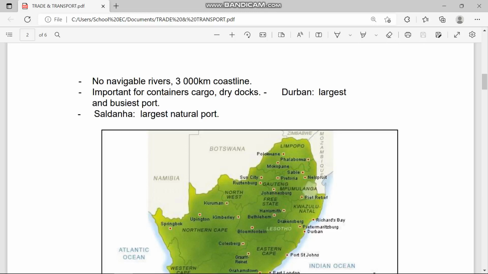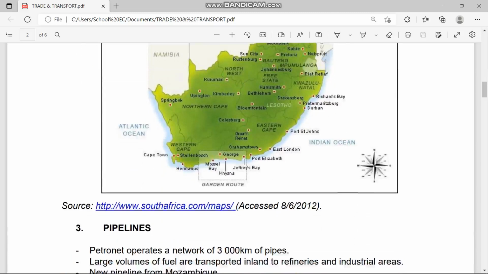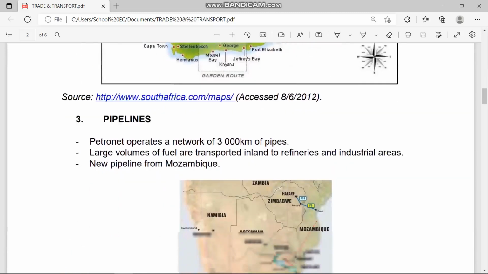As I said to you, these are the places that you can find ports. Saldanha is the largest natural port. I think it's also influenced, and being the largest, by the fact that you mostly use that route to trade using ships to European countries, and it is also influenced by the history of South Africa. Yes, that's what a port is.